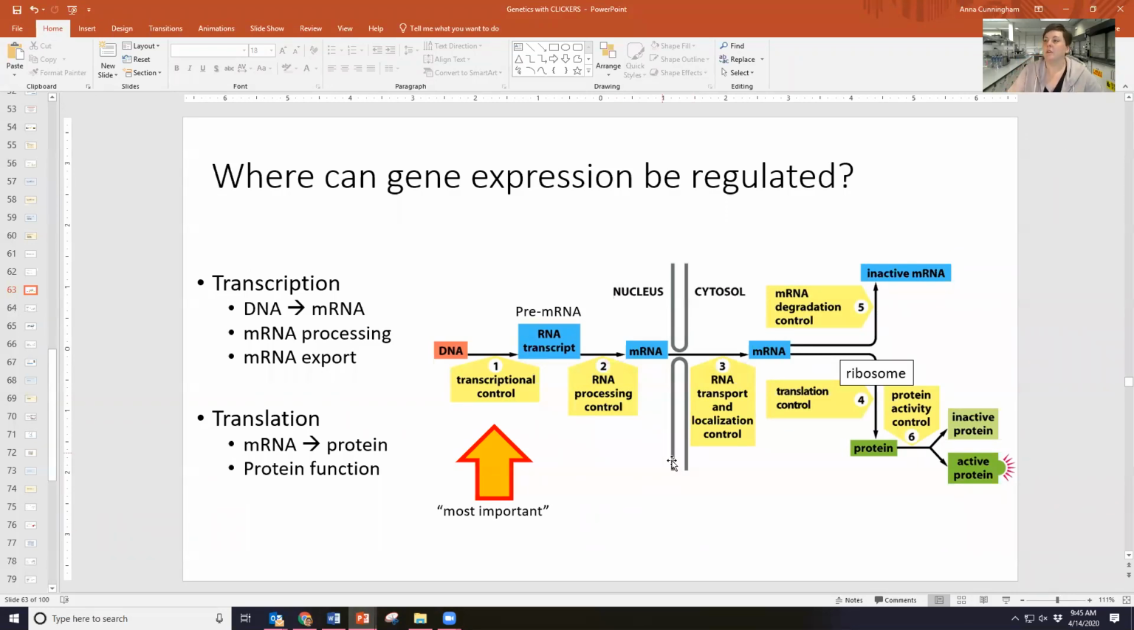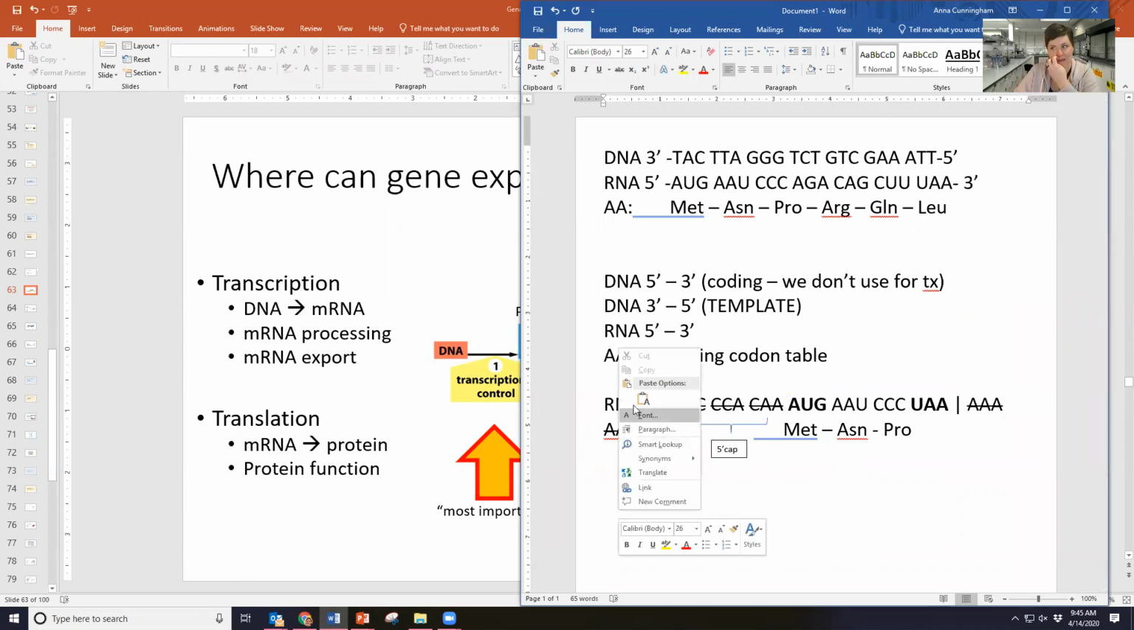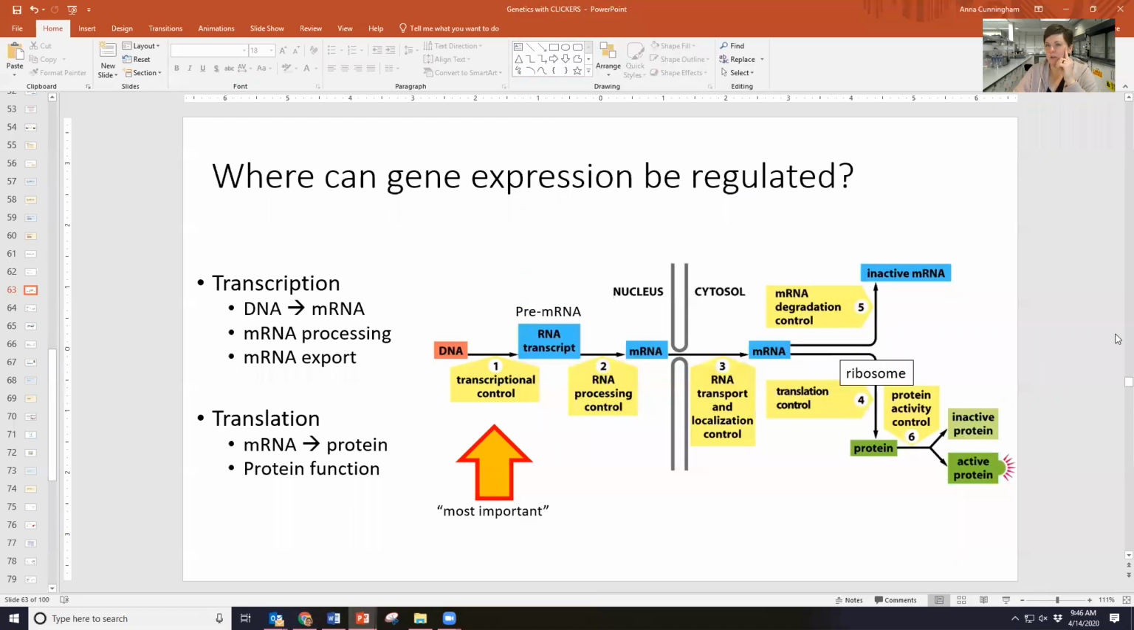What I'm going to do is copy that question, and I'm going to paste it in this for later, because we will get to a point where I'm going to be able to better answer that question after we talk a little bit more about gene regulation. So let me come back to that question. Great question. Let me come back to it.